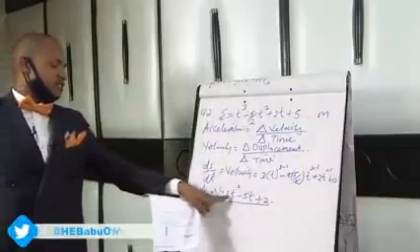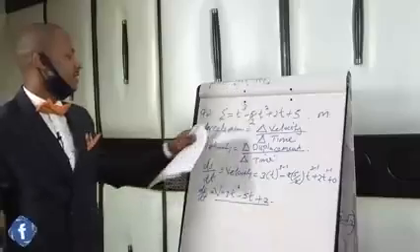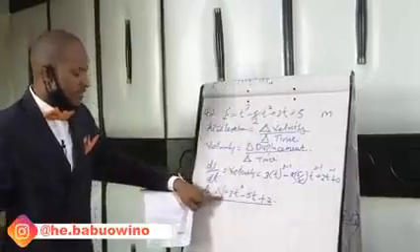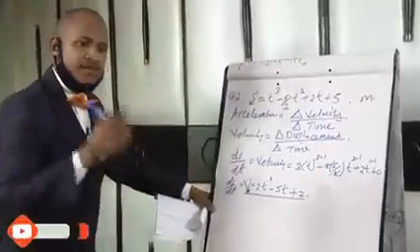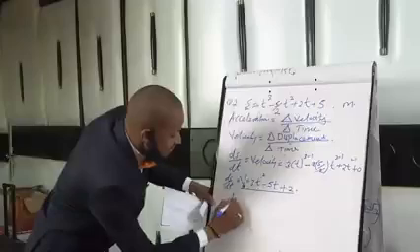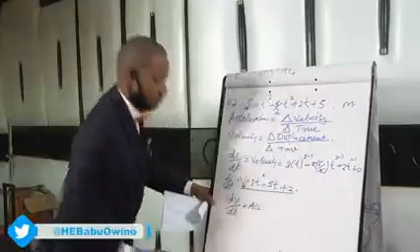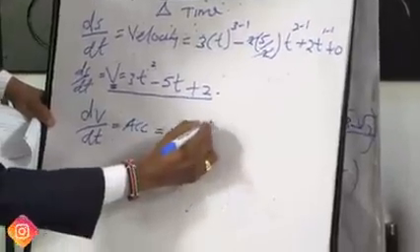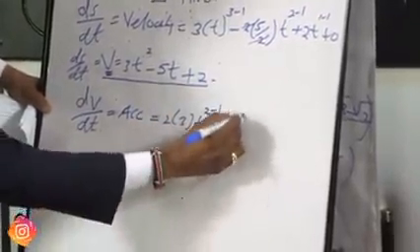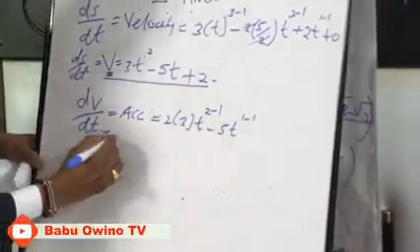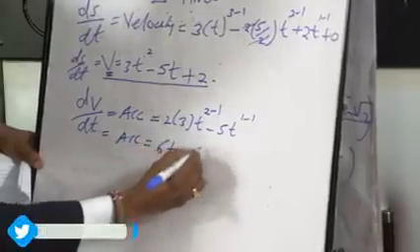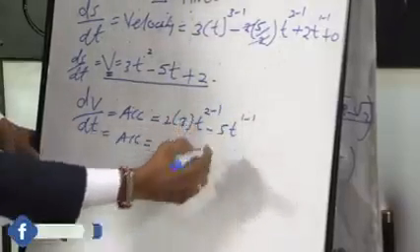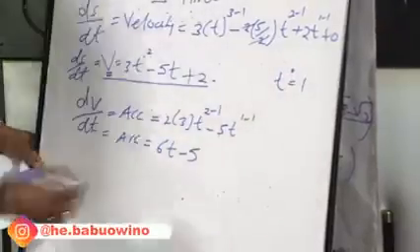Now, we know our velocity is 3t squared minus 5t plus 2. We want to find the acceleration. And we said acceleration is change in velocity divided by change in time. Therefore, for us to get the acceleration, we are going to further differentiate the velocity, which will give us dv/dt. So this gives us the acceleration. Further differentiate this: you bring 2 down, multiply by 3, then t to the power 2 minus 1, minus 5 into t to the power 1 minus 1. So our acceleration equals 6t minus 5, because t raised to power 0 is 1. So this is our acceleration.